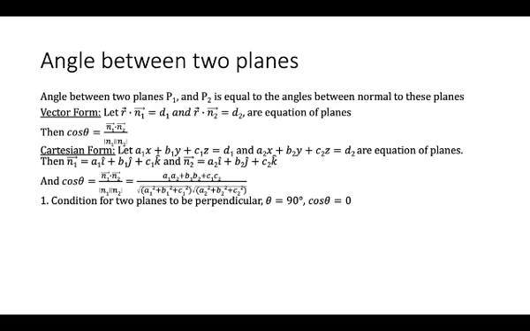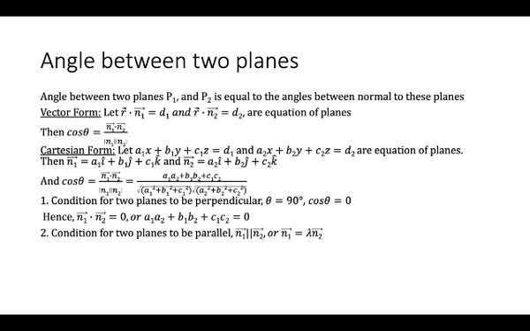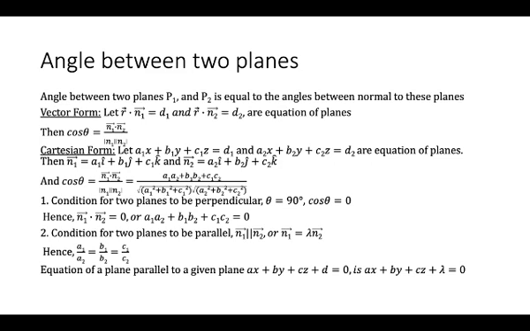Condition for two planes to be perpendicular: if theta equal to 90 degree or cos theta equal to 0, then vector n1 dot vector n2 equal to 0 or a1a2 plus b1b2 plus c1c2 equal to 0. And condition for two planes to be parallel: if vector n1 parallel vector n2 or vector n1 equal to lambda vector n2, we can say a1 over a2 equal to b1 over b2 equal to c1 over c2.